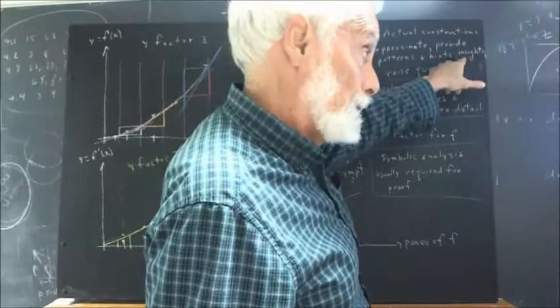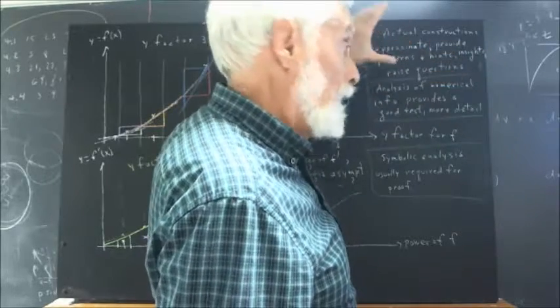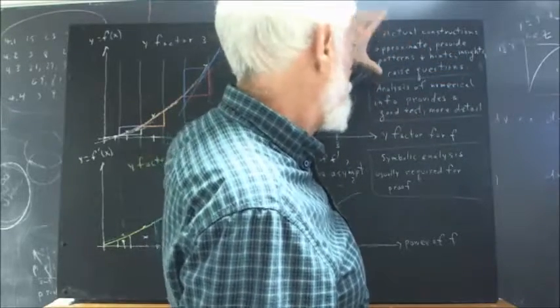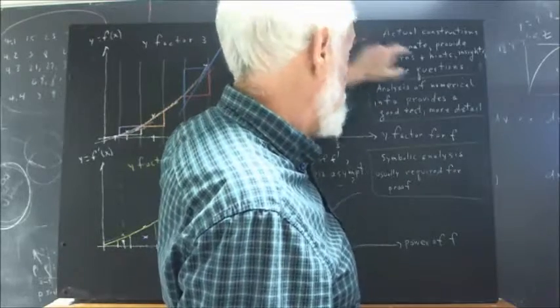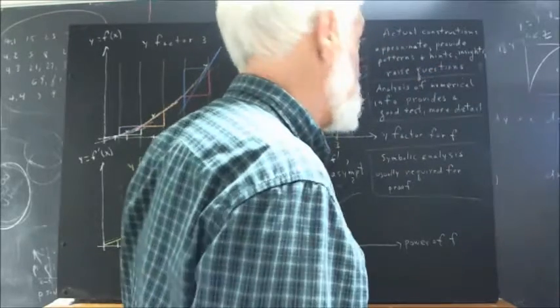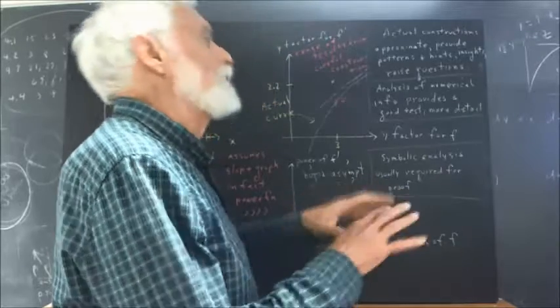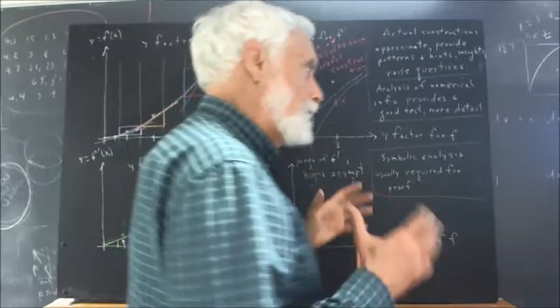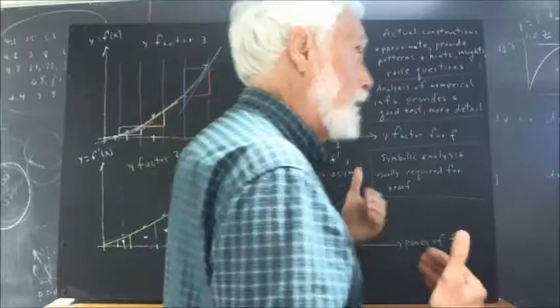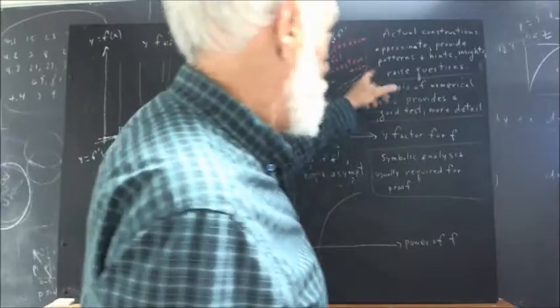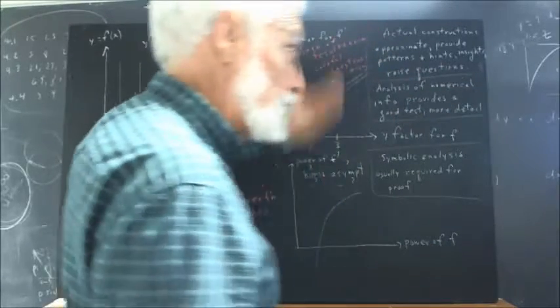We get insights, but we don't get anything precise or exact from approximate constructions. We can gain a great deal of insight and an understanding of the context that allows us to do further analysis and guides us in that analysis. It can raise questions like the question of asymptotes.